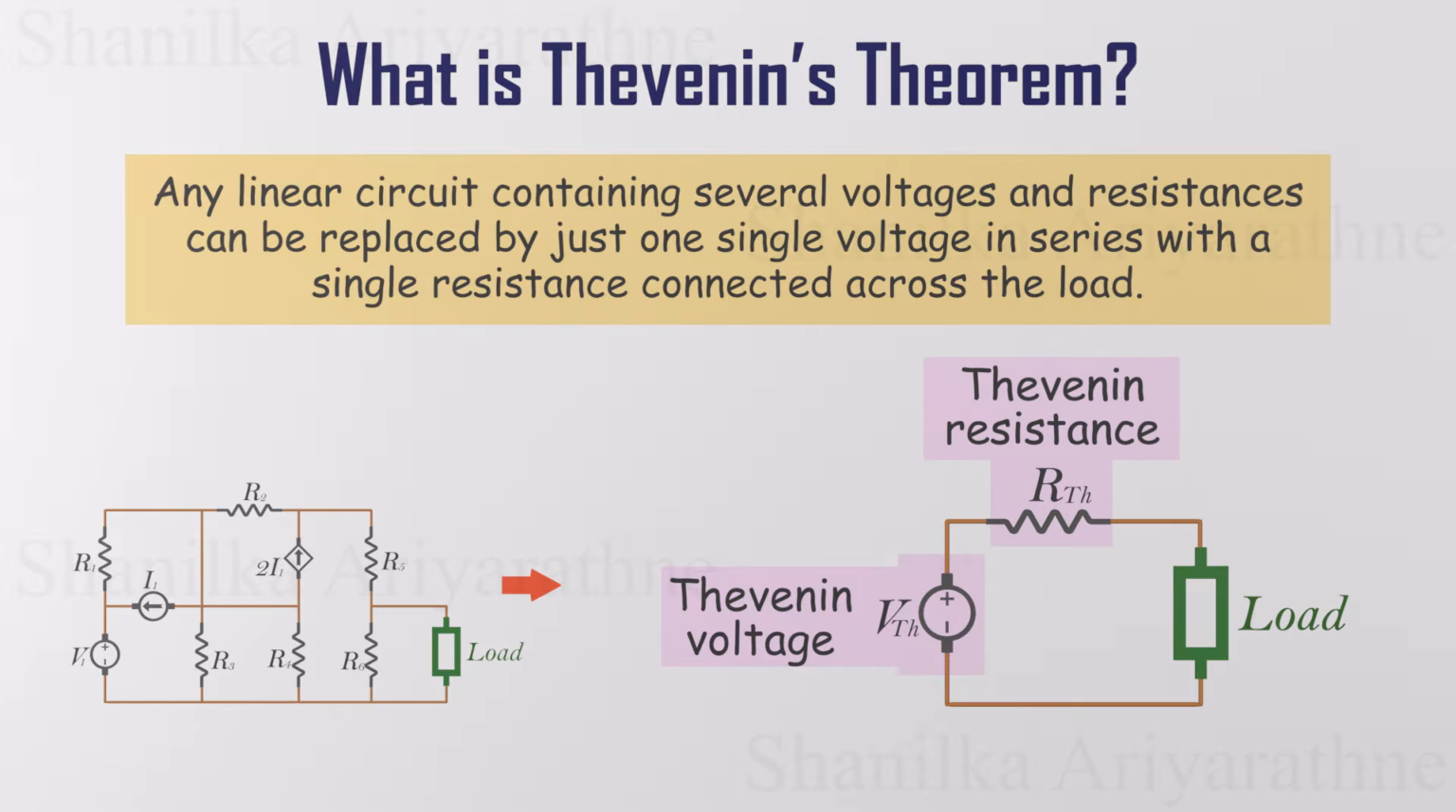Resistance of the resistor is called the Thevenin resistance. This is the resistance seen by the load when all voltage sources in the original circuit are turned off or set to zero. By calculating these two things, Thevenin voltage and Thevenin resistance, we can turn a complex, messy circuit into a simple, two-part circuit that's much easier to analyze and work with.